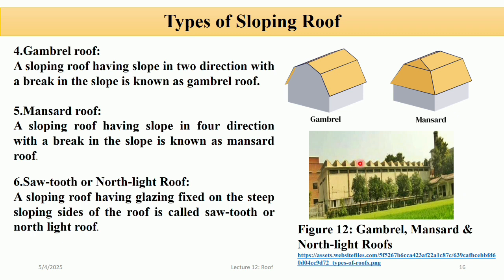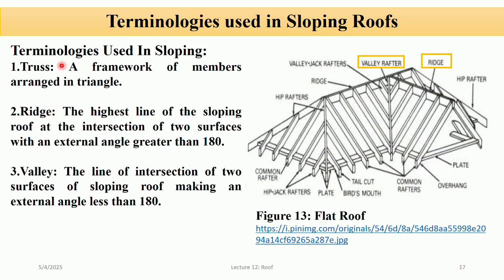and production halls. So now let's discuss the different terminology used in the sloping roof. The first one is truss. So a framework of members arranged in a triangle. A truss is a structural framework made of straight members connected at joints to form triangles. The triangle shapes are used because they are geometrically stable and can efficiently carry loads.